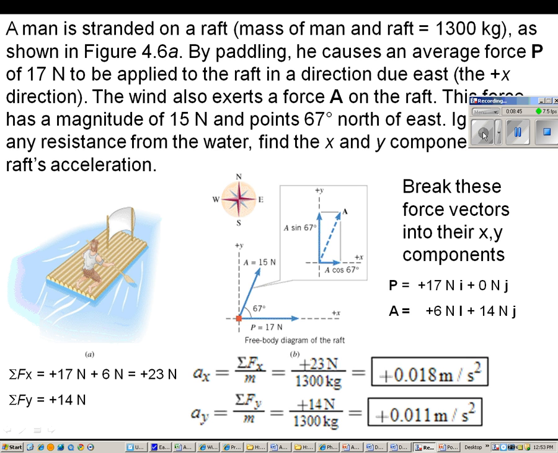If we wanted to, we could find the resultant of the accelerations. We could have done a squared plus b squared equals c squared to find out what the actual acceleration is.